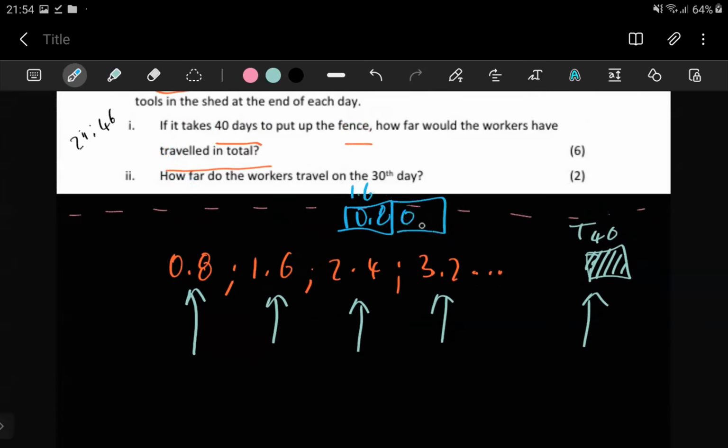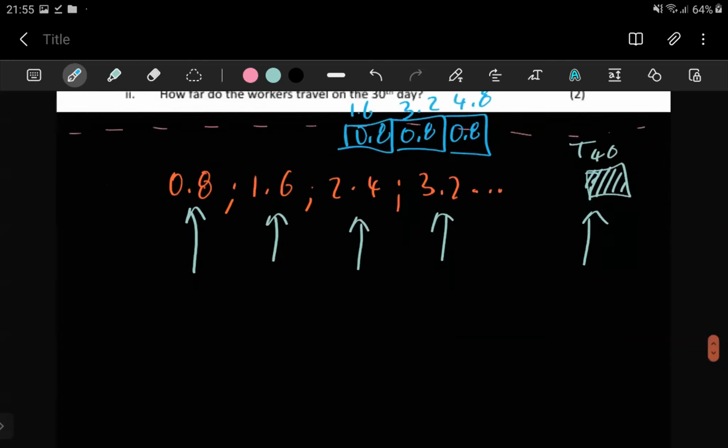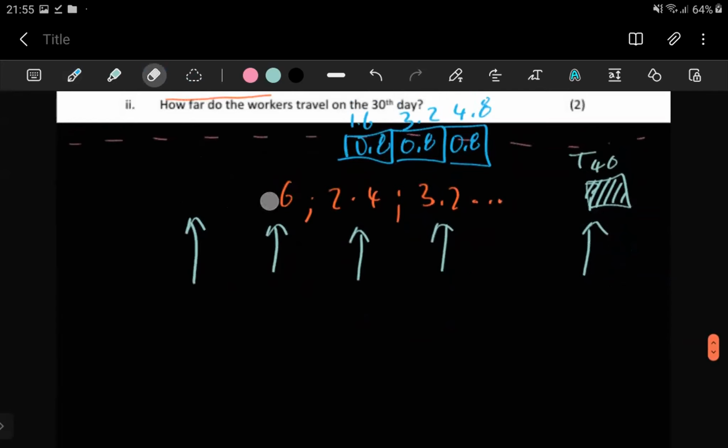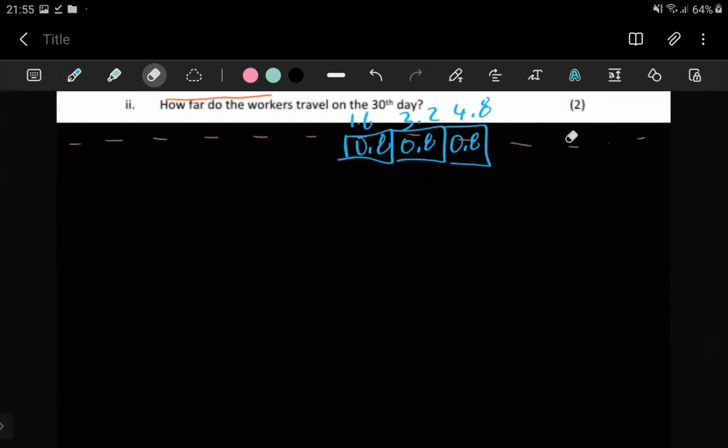The next day, they're going to put 0.8 again. So meaning they walk 1.6 and walk 1.6 back. So that's a total of 3.2. The next day, they put 0.8 again, meaning they walk here, how much now? Like 2.4 and then 2.4 back. That's going to be 4.8, going on and on and on. So our sequence will actually have these numbers here: 1.6, 3.2, 4.8, going on and on and on.